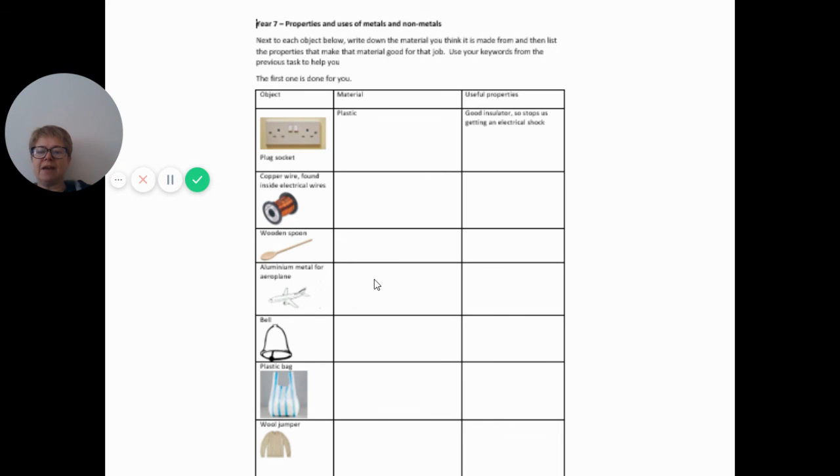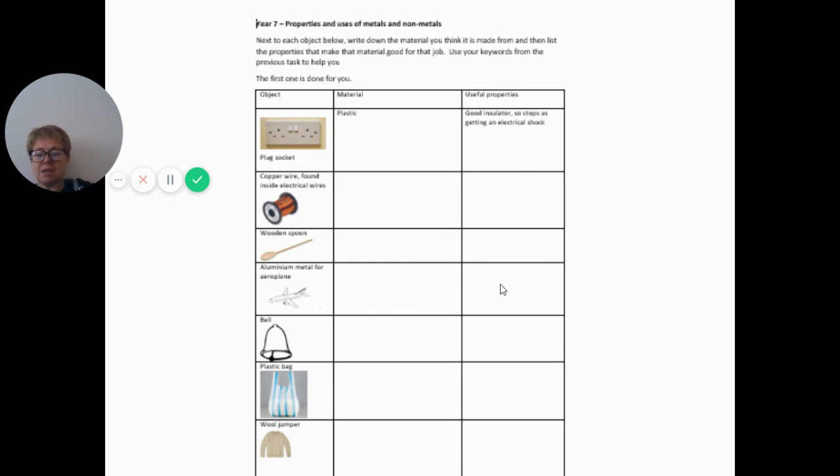Aluminium metal for an aeroplane, obviously made of aluminium. Aluminium is light and it's malleable, so they're both really important properties for making an aeroplane. Bells will be made of some sort of metal, and the useful property for a bell is that they are sonorous and malleable. Plastic bags are obviously made of plastic, so plastic is really flexible. Not all non-metals are, but plastic is flexible. It's also waterproof. Maybe you got that.